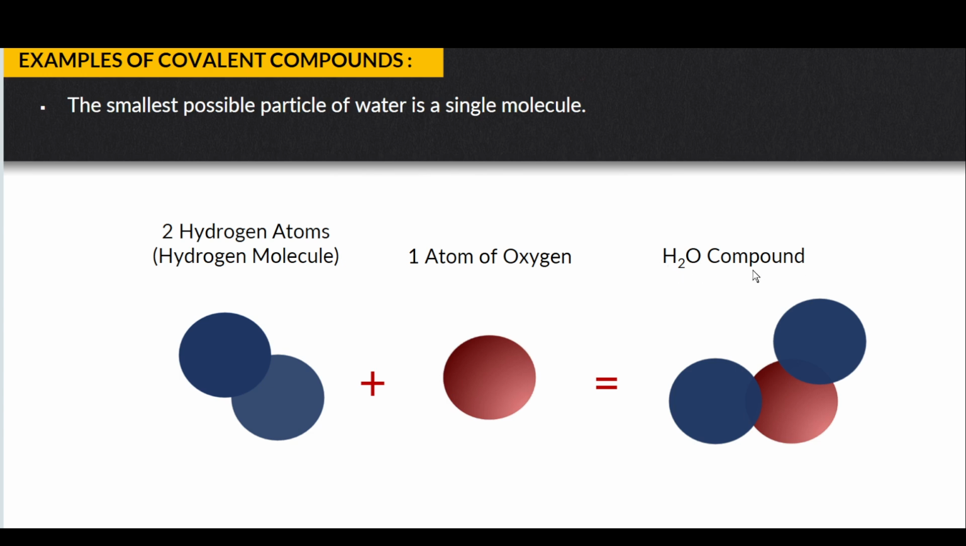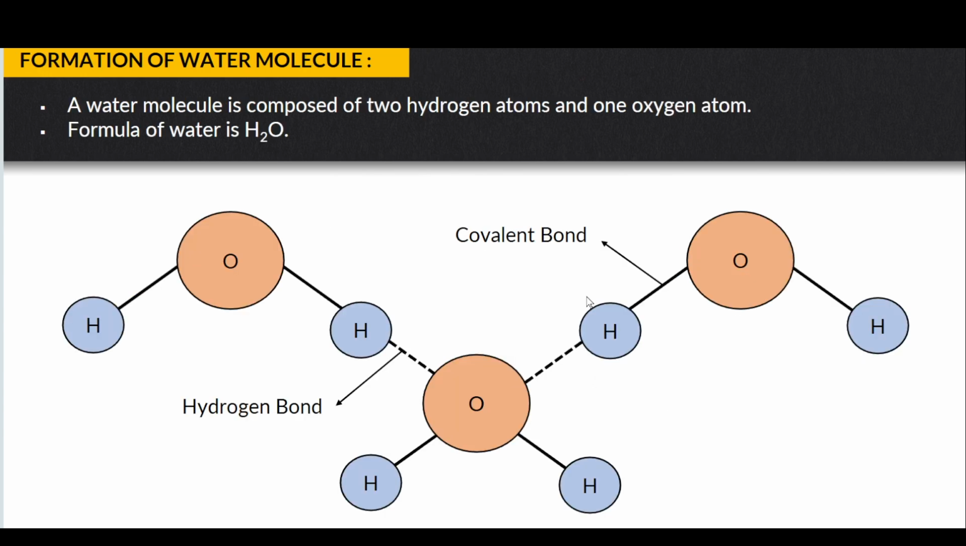Okay. Why a compound? Because they are bonded in a specific way. They should have only two hydrogens and one atom of oxygen. So a water molecule is composed of two hydrogen atoms and one oxygen atom. So the formula is H2O, two hydrogen and one oxygen. So this is one water molecule, this is one water molecule, and this is one water molecule.